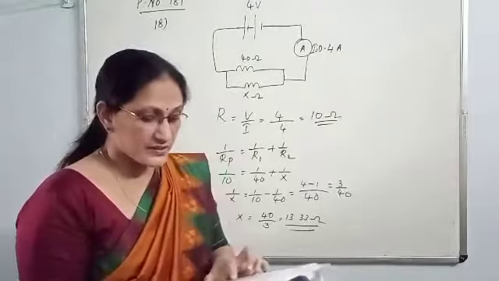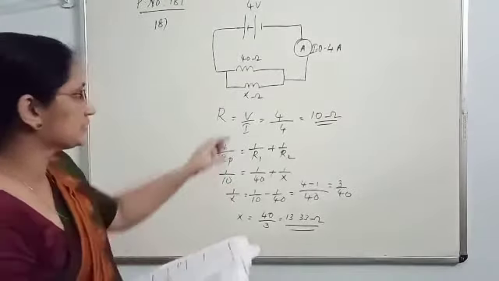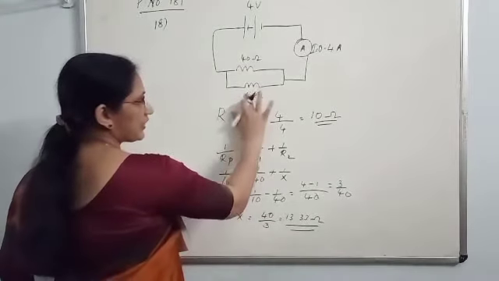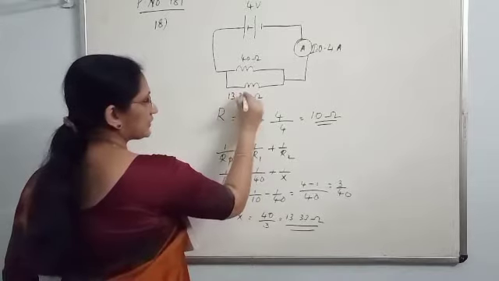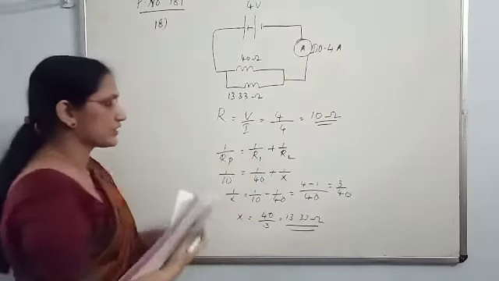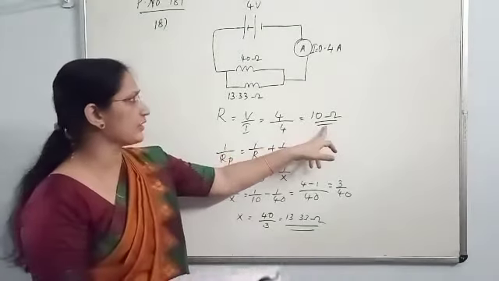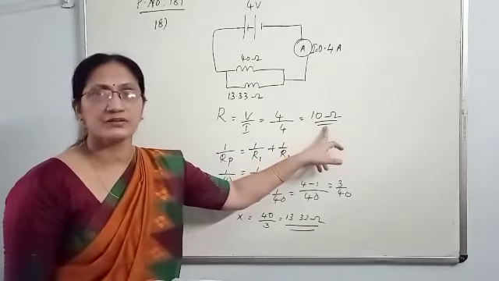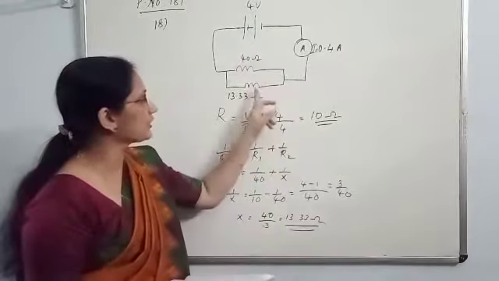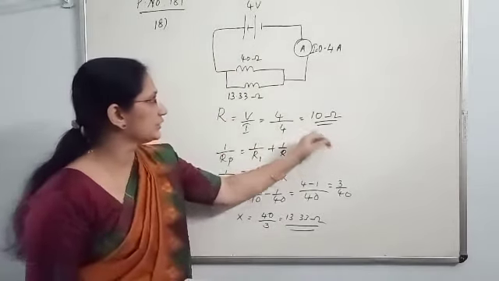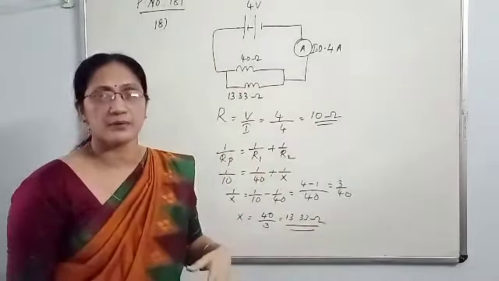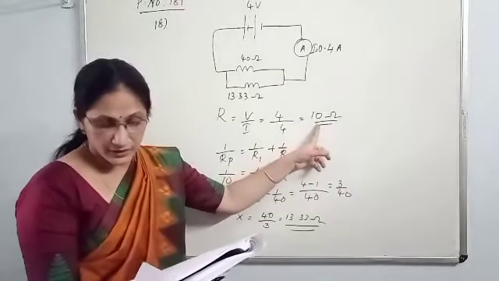Next part is what is the effective resistance. Since you got the X value as 13.33, you can find out the total resistance. Total resistance you have already found out here. In the first step you found out the total resistance by another method. So you need not use the formula for parallel combination, it is already here, 10 ohm.